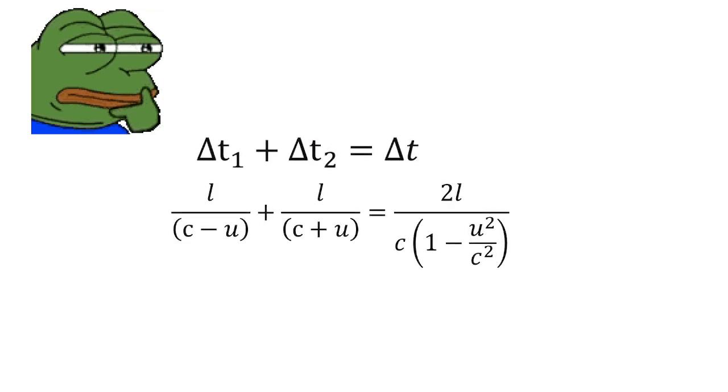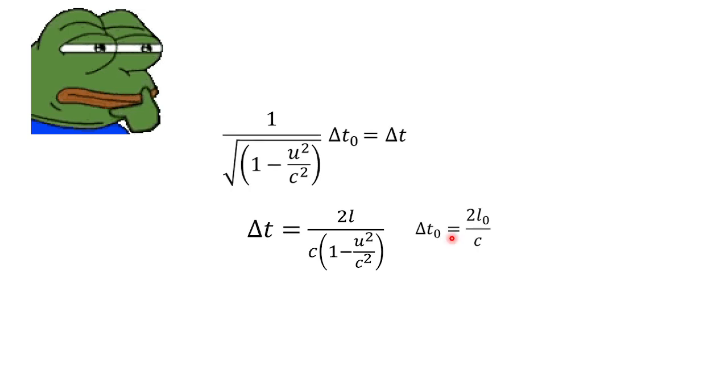So if we add these two, that would represent the whole trip of the laser. We already calculated these two, and it's just simple addition. We arrive at 2L over c times 1 over 1 minus u squared over c squared. Take note of this value. This is quite familiar. Yes, this is just the Lorentz factor squared. Take note of that. And of course, from the relativity of time intervals, we know that delta t naught times the Lorentz factor is just equal to delta t.